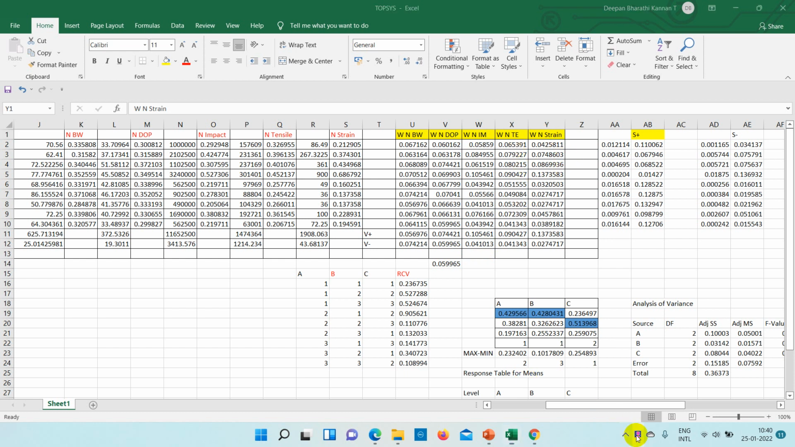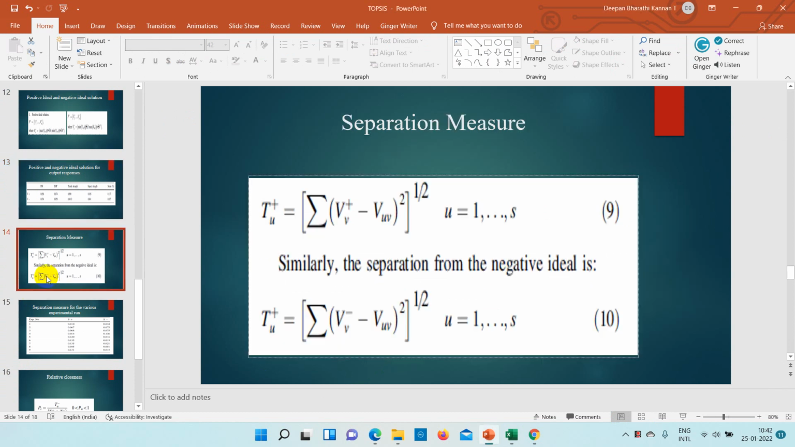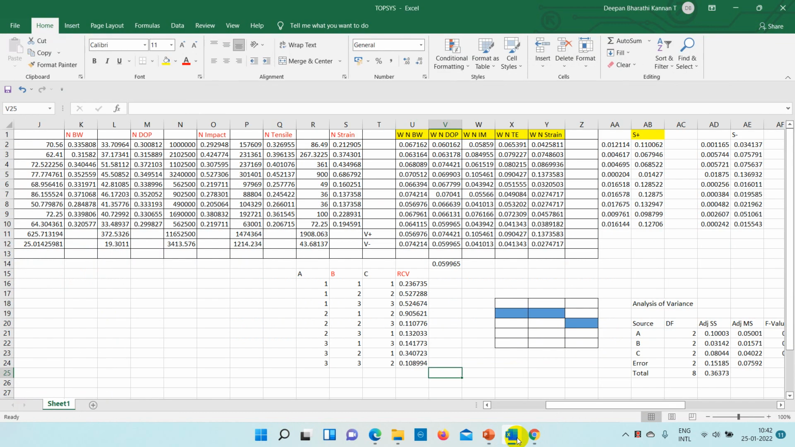You can see that the positive and negative ideal solutions for all the output responses are tabulated in this table. Once we find the positive and negative ideal solutions, we have to calculate the separation measures. This is how we have to calculate the separation measure. I will try to explain that with the help of an Excel sheet, how we are calculating the separation measure. You can see here, this is how we have to proceed.